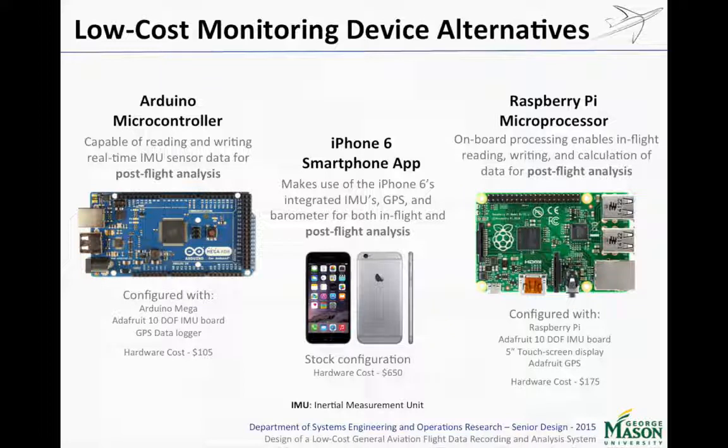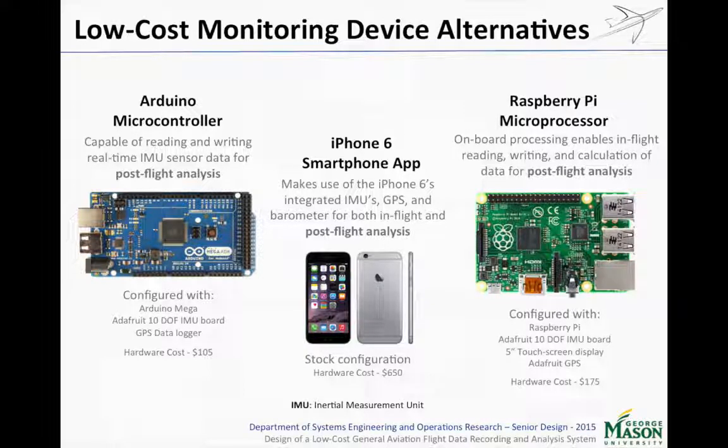For the microcontroller, we chose the Arduino, which is a very popular open source platform, which we'd be able to configure with all of the hardware we would need for this as a prototype for $105. The iPhone 6 smartphone, writing an app for that, was chosen as a platform due to the fact that most smartphones don't have a barometer, but the iPhone 6 does.